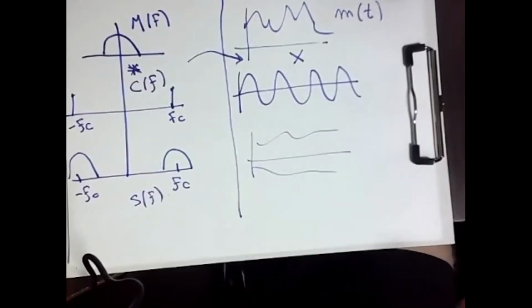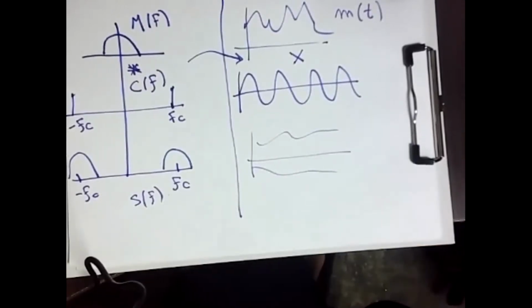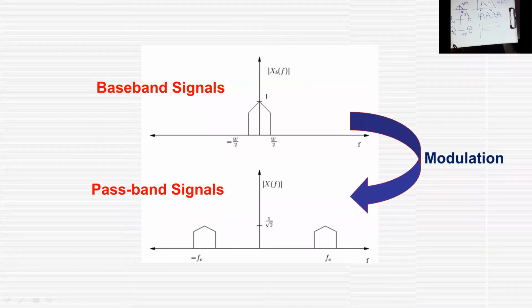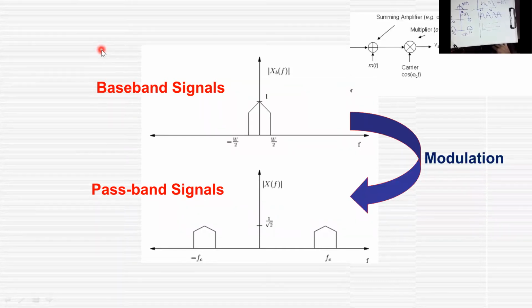So by the end of the day, let me return to my presentation, please. By the end of the day, this modulation process is a very simple process in the time domain. It's just a multiplication, like that. You just multiply the message with the carrier, and that's all. You didn't do more than that. So multiplication is a key parameter in doing modulation.